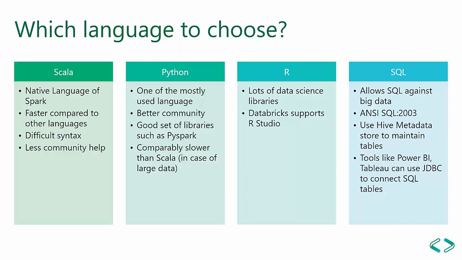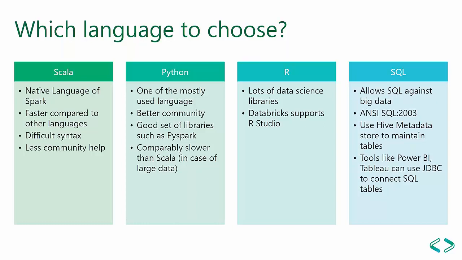Which language to choose? As I said, you can use Scala, Python, R, and SQL when you're using Azure Databricks. The next question is, okay, which is better? It's an obvious question. There's no such thing as better when it comes to languages. It's based on your preferences and available libraries. Now, if you're doing data engineering, most people use Scala. There's a reason for that. First, Scala is the native language of Spark, which means that Spark is written in the Scala language.